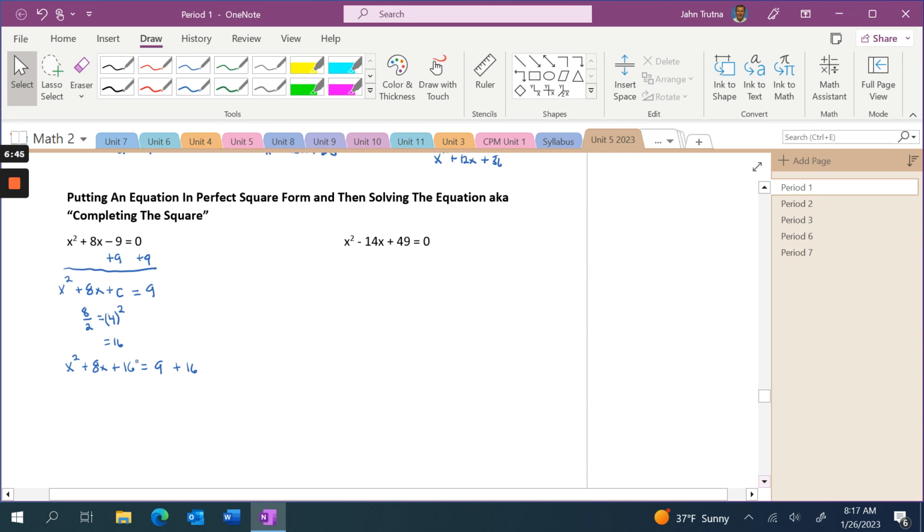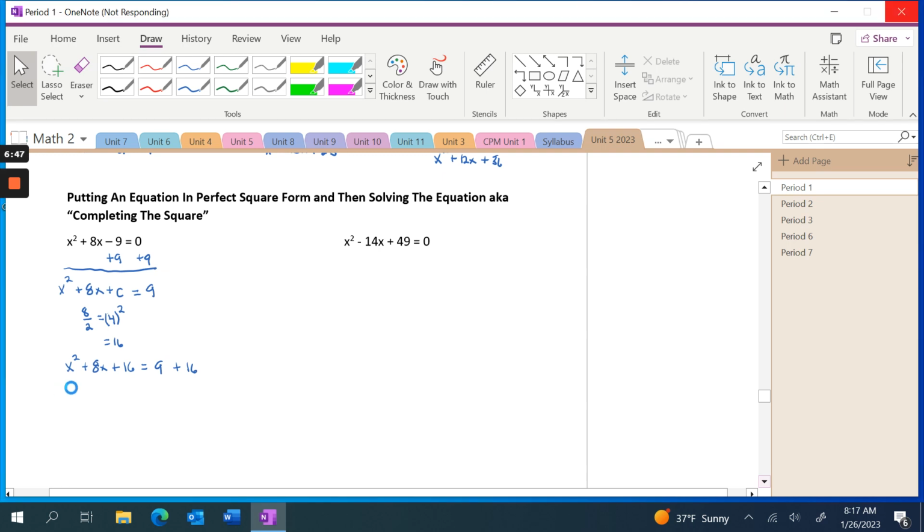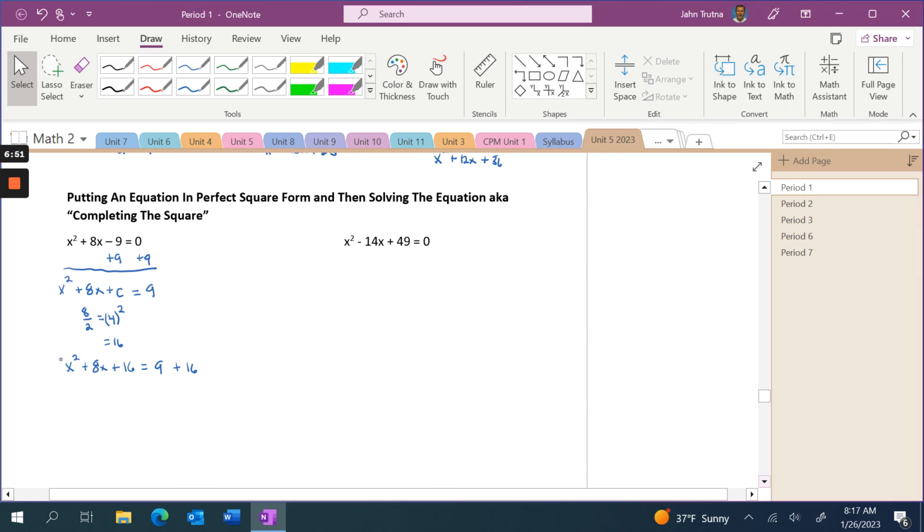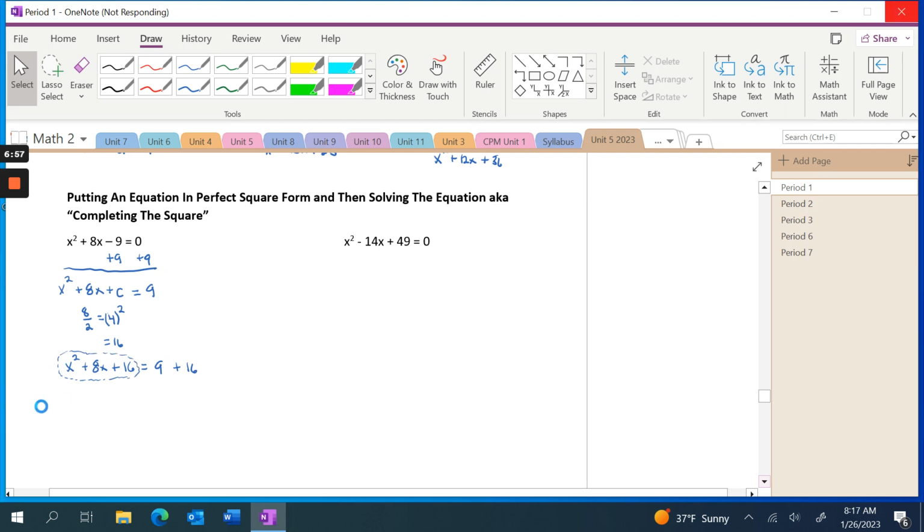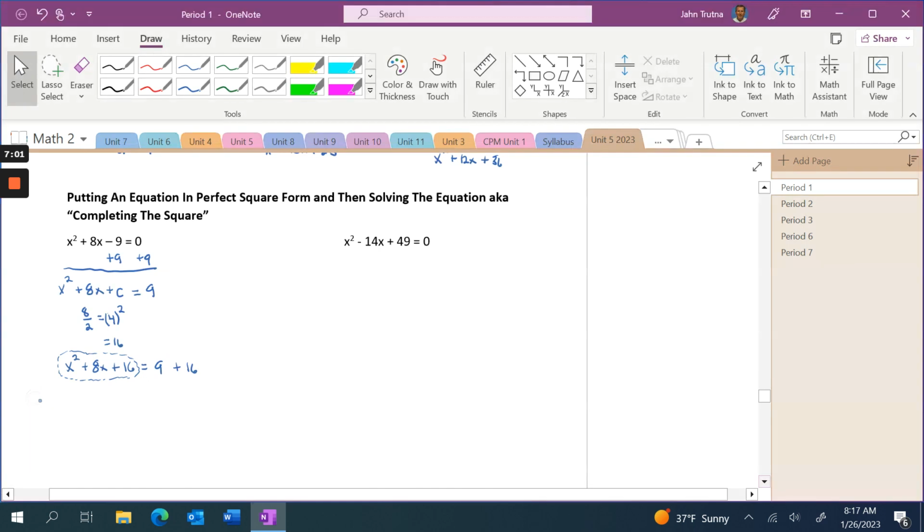Okay, so now here's what I'm going to do. I'm now going to take my x squared plus 8x plus 16 part of the equation. So I'm going to take the left side of the equation and I'm going to factor it. And the way that I'm going to factor it is that's where I'm going to incorporate the area model and the diamond problem to factor, see what the factors are of x squared plus 8x plus 16.